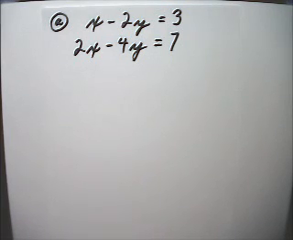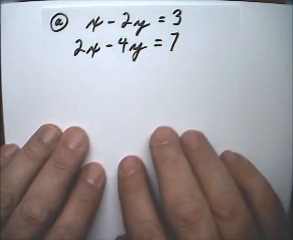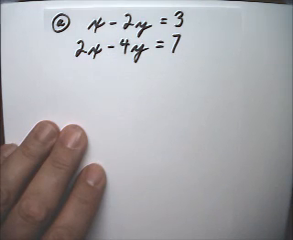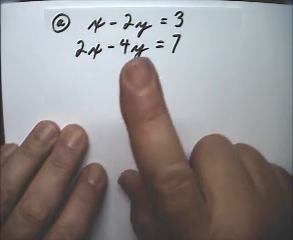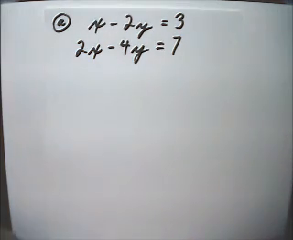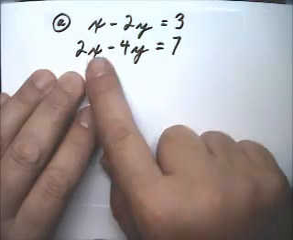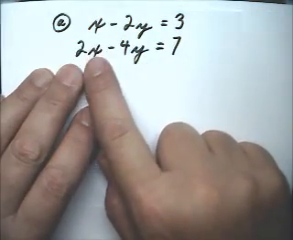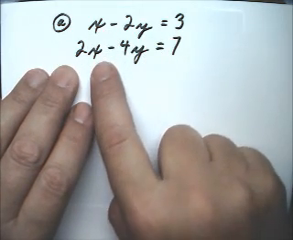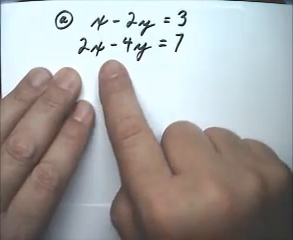Hello, this is Systems of Linear Equations and Inequalities, Solving Linear Systems Algebraically, Example 4. There's an A part and a B part, and first we need to solve this system algebraically. It looks like you could multiply the first equation by -2 and then solve this by linear combination.